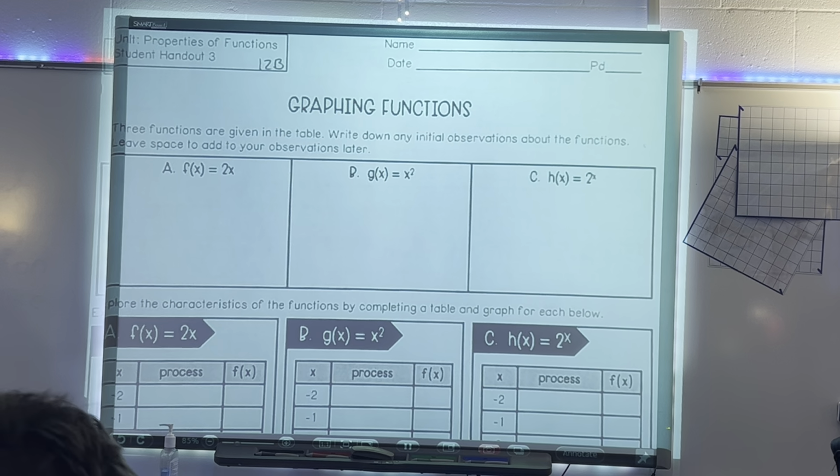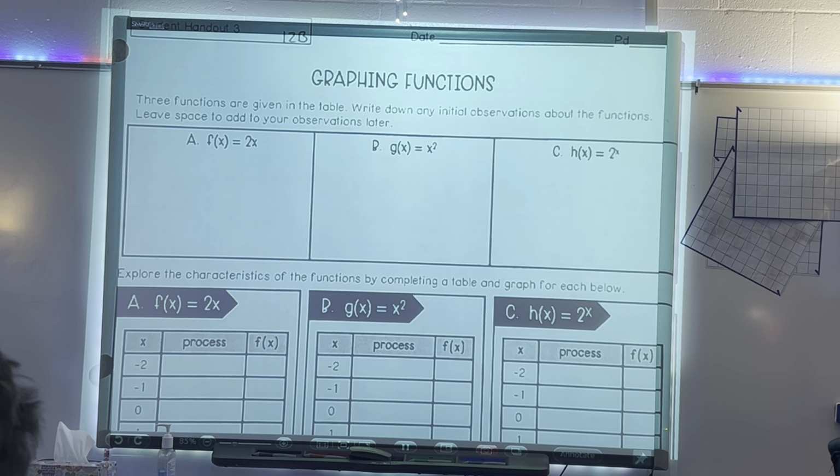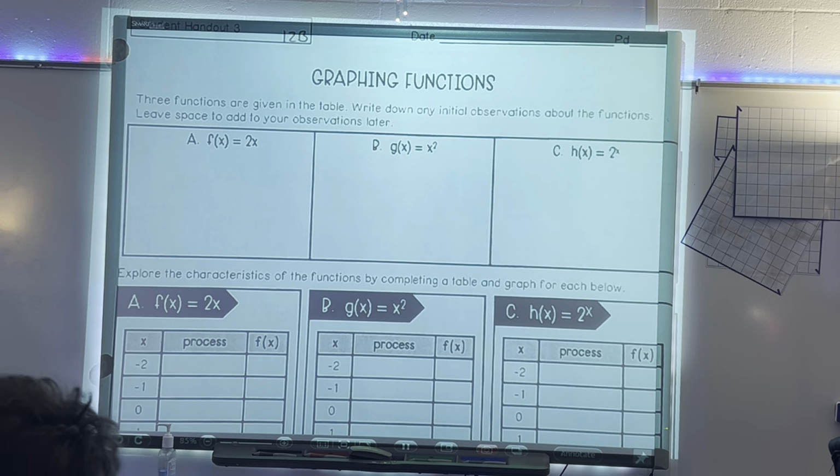Alright, so we are doing some graphing today, actually a lot of graphing today. So yesterday, we looked at a couple of these a little bit, and we kind of gave you some overall information about some different graphs. So if we look at this first box up here, 2x, you should be familiar with that graph. What kind of graph is that going to be like? What's it going to look like?